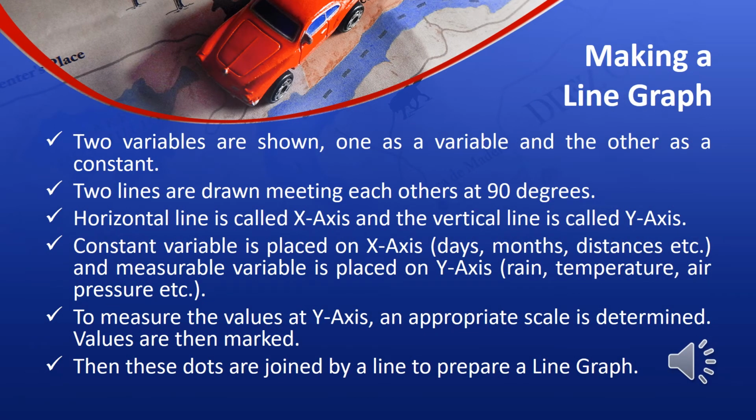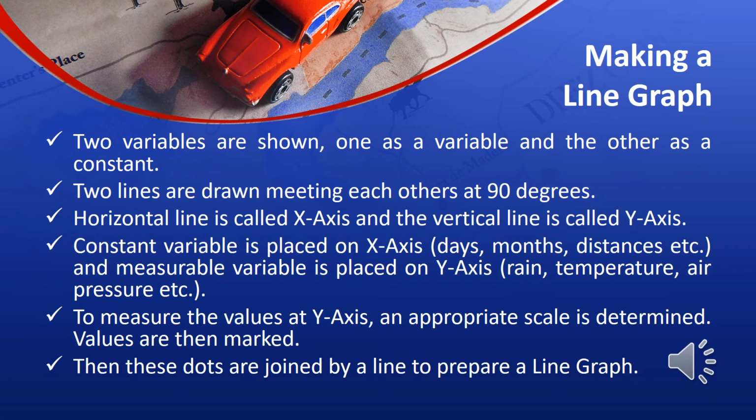Now we will learn how to make a line graph. First we have to take two variables and show one as a variable and the other as a constant. Two lines are drawn meeting each other at 90 degrees. The horizontal line is called the x-axis and the vertical line is called the y-axis. The constant variable is placed on the x-axis. These could be days, months, distance, etc. And the measurable variable is placed on the y-axis.